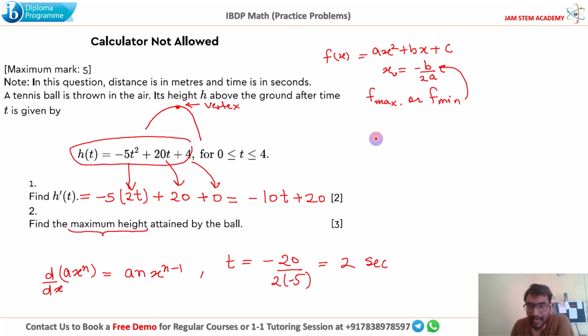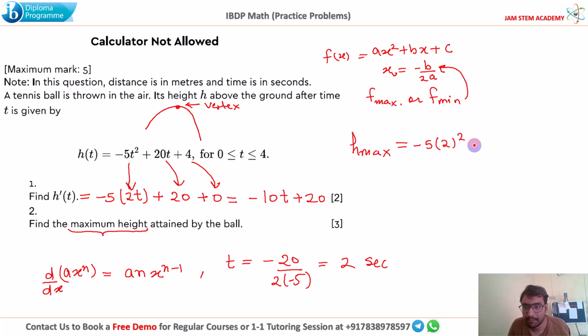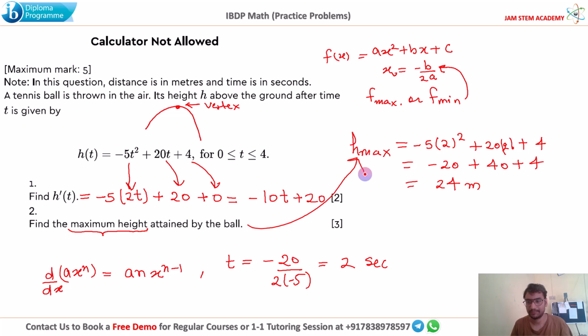So what is that maximum height? For finding that maximum height, just plug in that time equal to 2 seconds back into the original expression. We have the original expression over here, this h of t, and in that put time as 2 seconds. So I will get negative 5 times 2 squared plus 20 times 2 plus 4. Now simplify it. So you will get minus 20 plus 40 plus 4. That is 24. So this 24 meters is the maximum height attained by the ball.